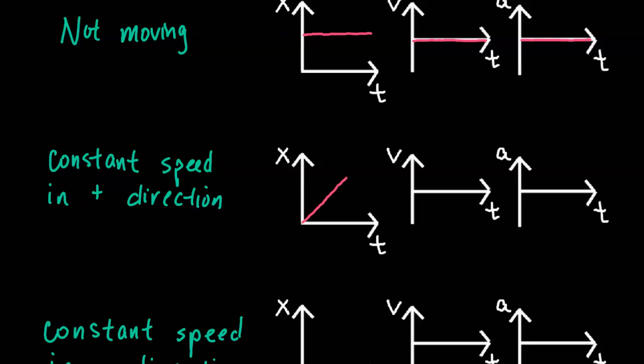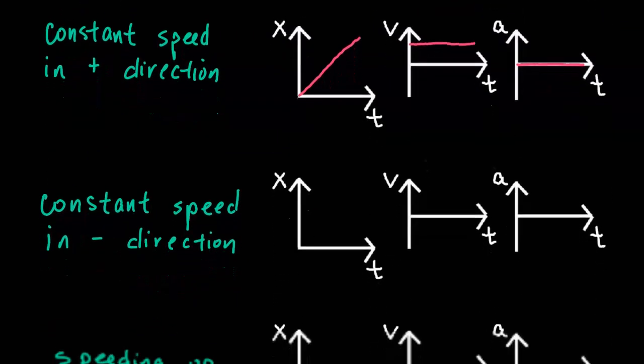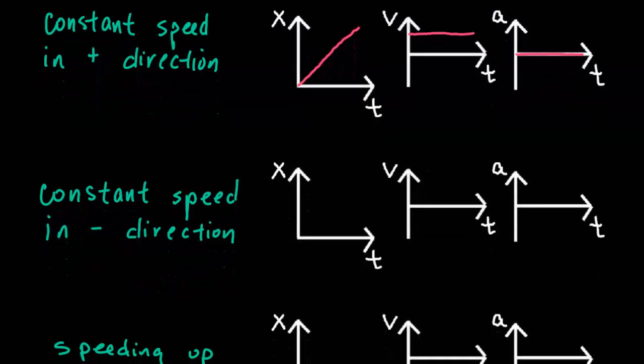Next, we'll look at constant speed in the positive direction. So it's going to be a straight line diagonally. Velocity will be a horizontal line at whatever velocity it's traveling, and it's not changing. So once again, the acceleration is going to be 0. Next, we'll look at constant speed in the negative direction. And this is going to be a straight line, but it's a diagonal.